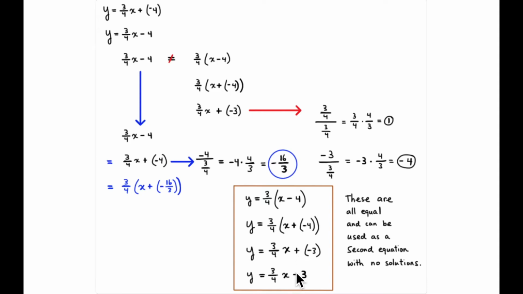So use the inverse operation and the additive inverse. And this is x minus 4, x plus a -4, same idea, inverse operation, additive inverse. And if you use the distributive property to simplify either of these, you get these two equations down here. So these are all equal and can be used as a second equation with no solutions.